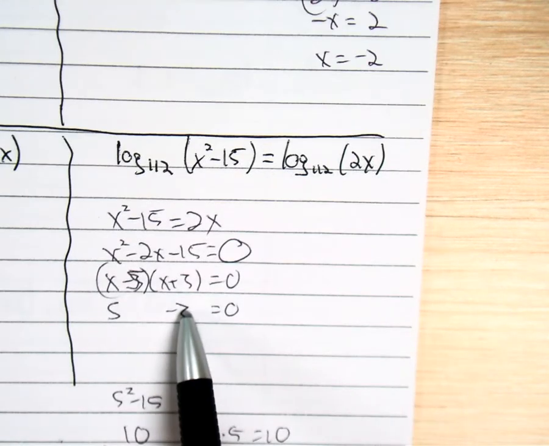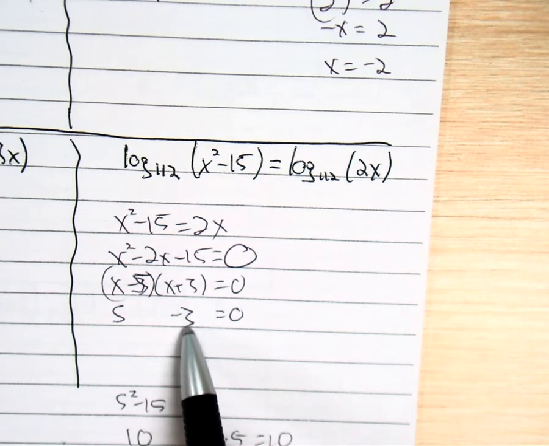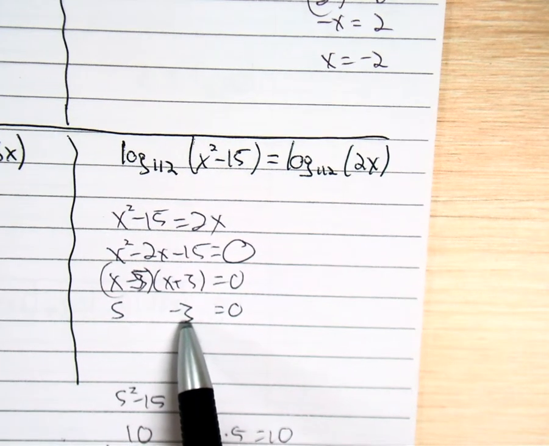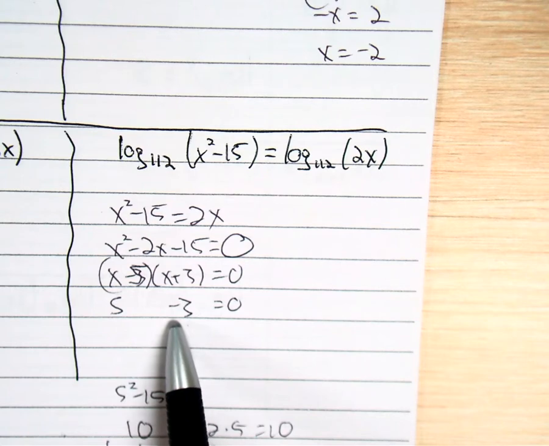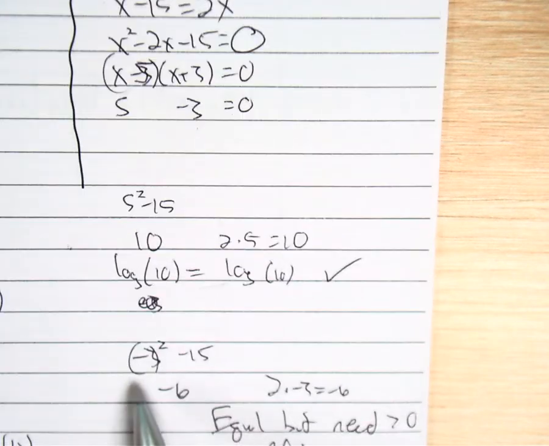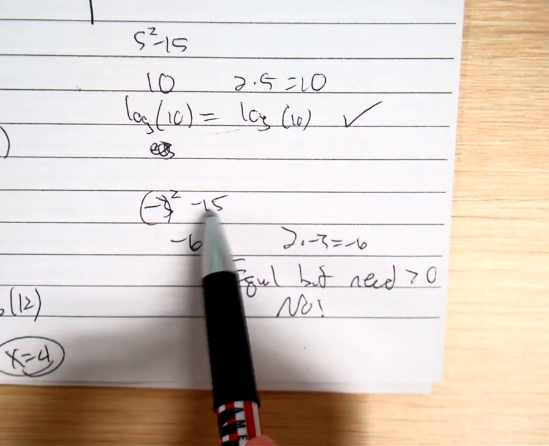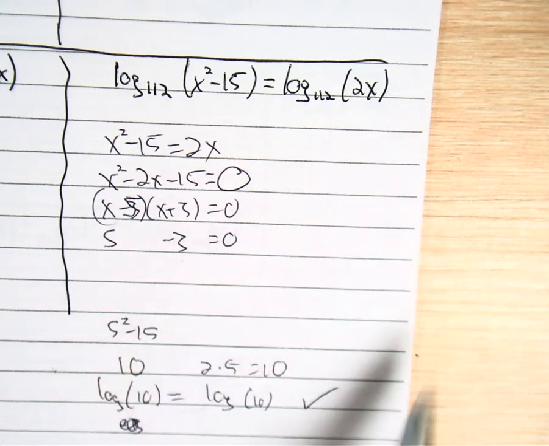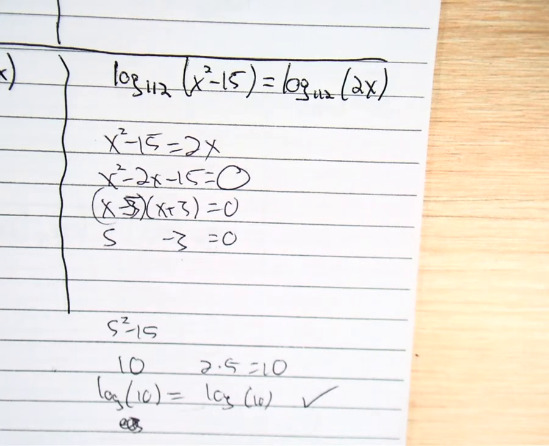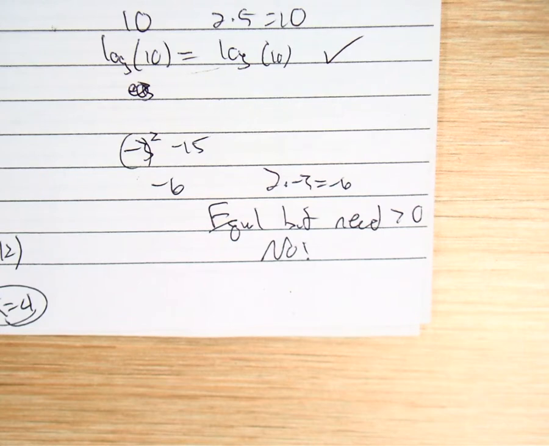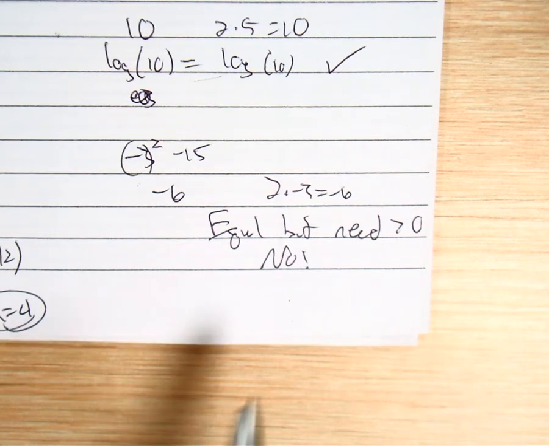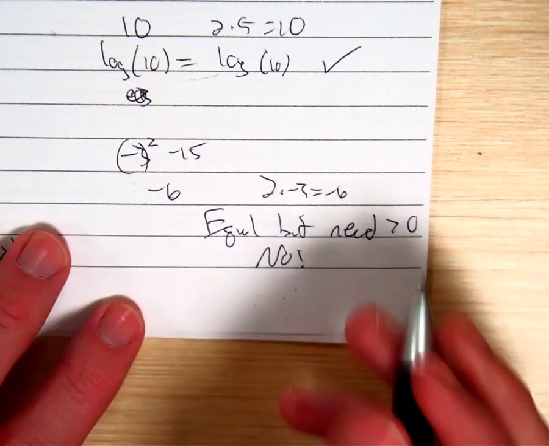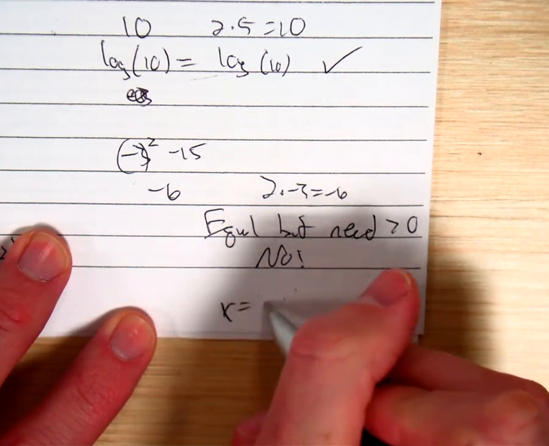Now the negative one. These are usually tricky, but sometimes they do work out, so don't just always assume you're going to cross out the negative one. Negative 3 squared is positive 9, minus 15 is negative 6. And then on the other side, 2 times negative 3 is negative 6. So they're equal, but they need to be bigger than 0. We don't want negatives, so no, we're not going to use that one. X is just equal to 5.